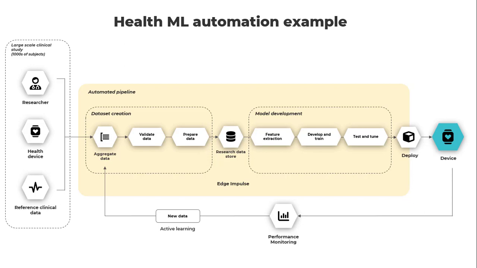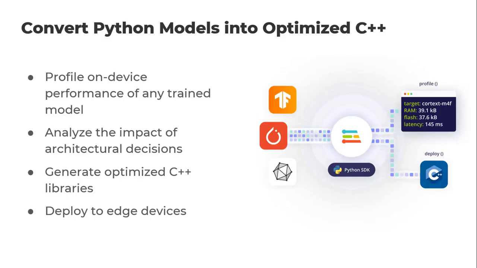And the key recap, so we convert the Python models into an efficient C++ library. You can profile on-device performance on any trained model. Not all models might run on MCUs, but at least you know, and we can profile it. You can analyze the impact of your architectural decisions, and we generate optimized C++ libraries for you to deploy on edge devices. Thank you, everyone.